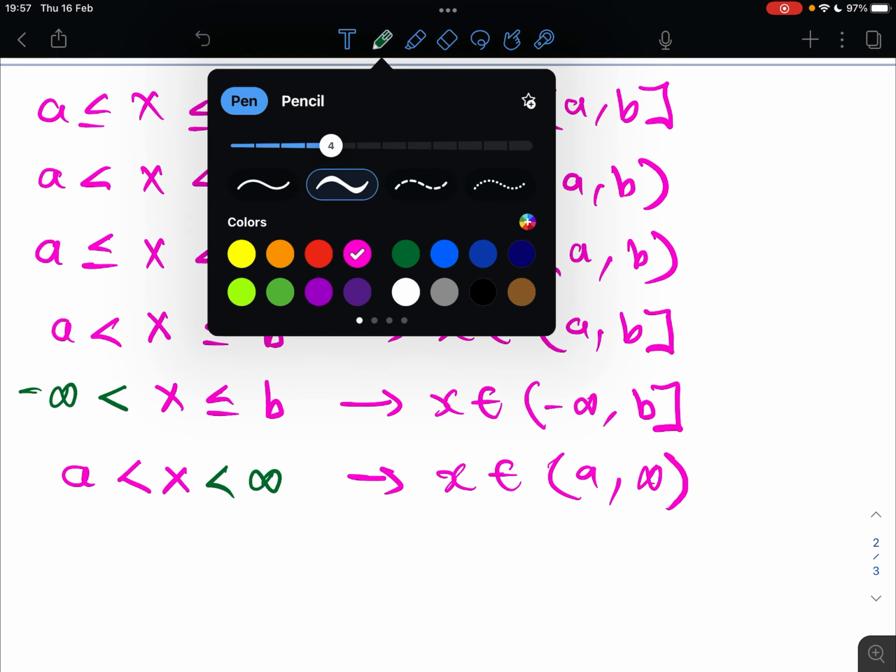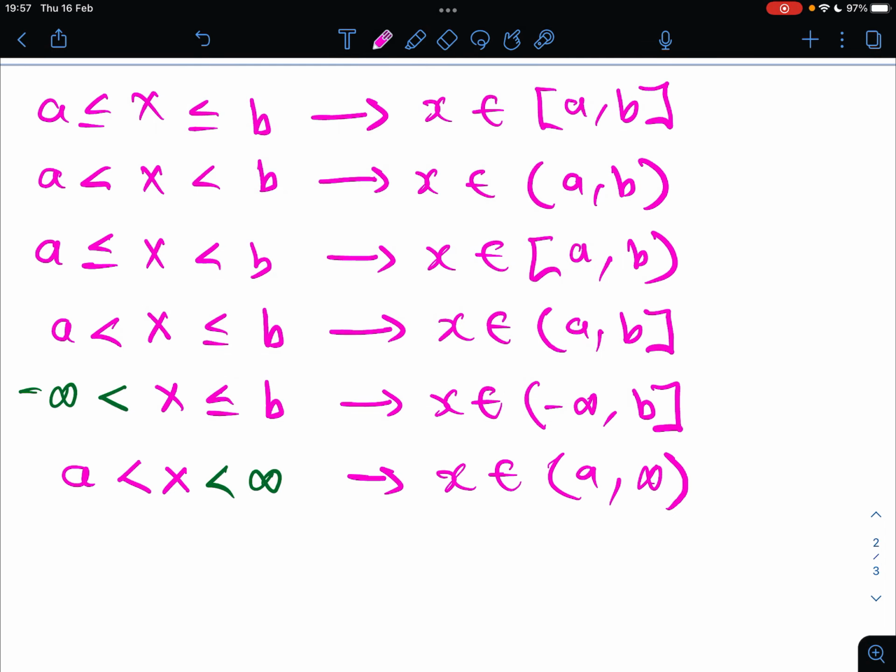But what if x can take everything? You see that? So sometimes x can be a number which takes everything in the real plane. How to interpret that? So this is interpreted as saying from negative infinity to infinity, like that.